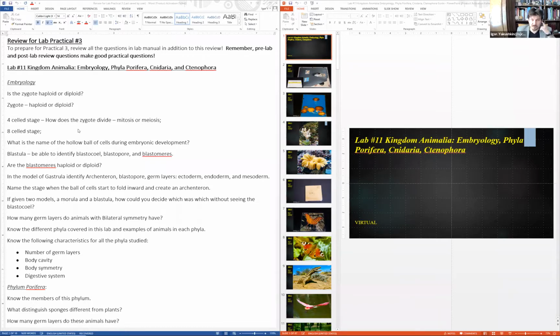Is it a haploid or diploid? Is it sperm or egg? No, it's not. It's a bone cell. Bone cell will be diploid. So we are all diploid.